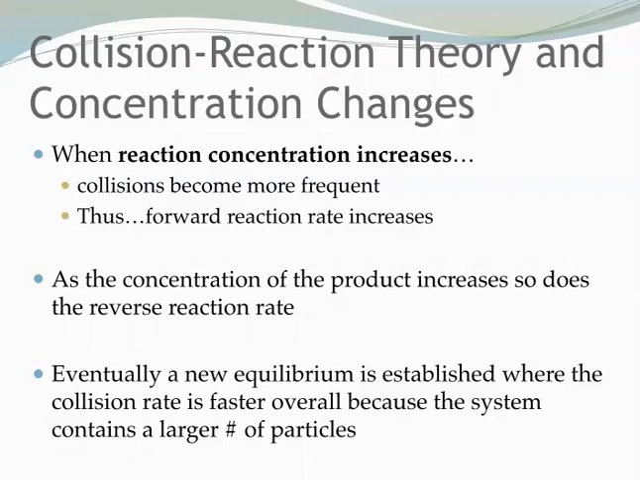When concentrations of reactants are increased, there are more collisions that can take place between reactants, which will result in an increase in the forward reaction rate. If the product concentration increases, then the reverse reaction rate will increase. Eventually, a new equilibrium is established where the collision rate is faster overall because the system contains a larger number of particles. If there are more particles, then there will be more collisions and more reactions.